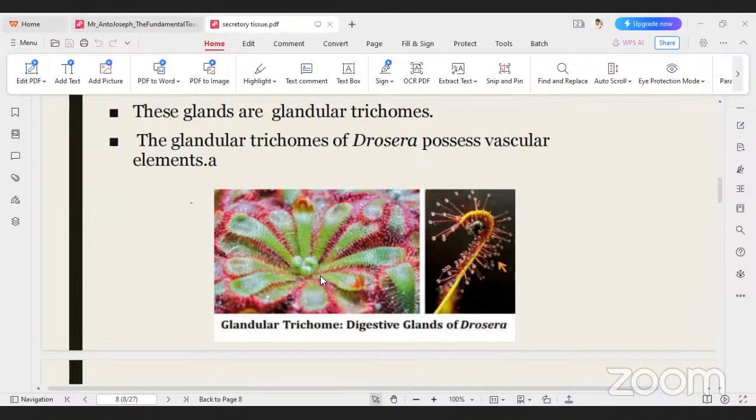Proteins, subunits, amino acids. But what are the elements in amino acids? Nitrogen. The only purpose of these insectivorous plants is to kill the insect for the purpose of nitrogen.